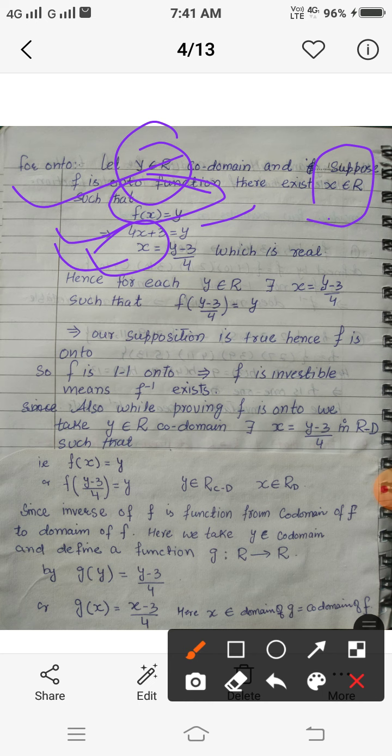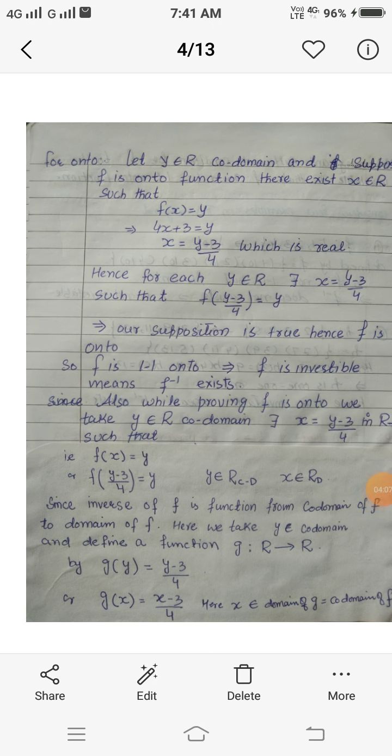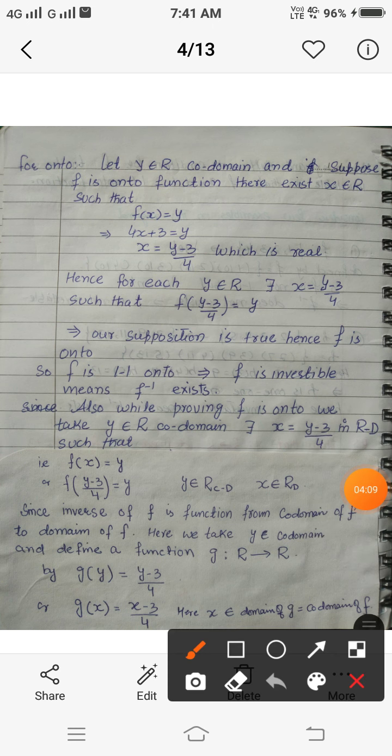So to check the behavior of x, we need to separate x from this equation, that is, x = (y - 3)/4. Now y is real, y - 3 is real, and real upon real is real, so x is real. Hence for each y belonging to R, there exists x of the form (y - 3)/4 such that f((y - 3)/4) = y. So our supposition is true, hence f is onto. Since f is 1-1 and onto, f is an invertible function.